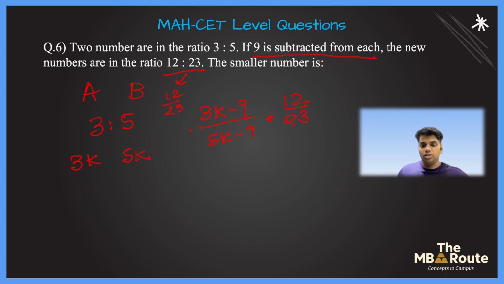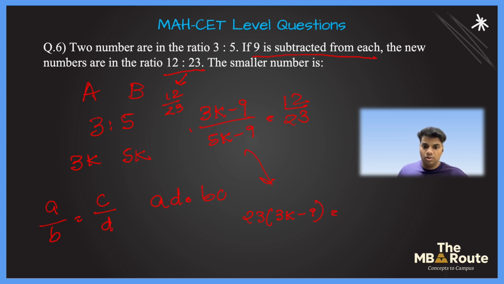12/23. Now we know these are in proportion, and as I have told you, a way to find out if two ratios are in proportion is to cross multiply. That is, we have to put AD is equal to BC. Same we would be doing here. That is 23 times 3k minus 9.